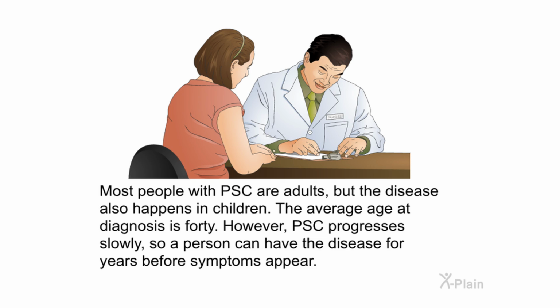Most people with PSC are adults, but the disease also happens in children. The average age at diagnosis is 40. However, PSC progresses slowly, so a person can have the disease for years before symptoms appear.